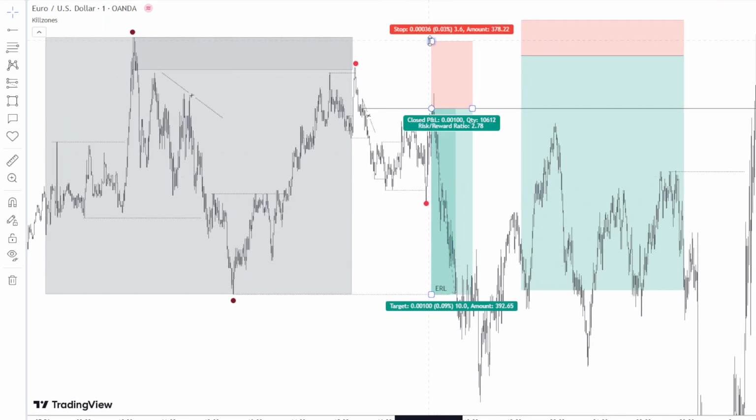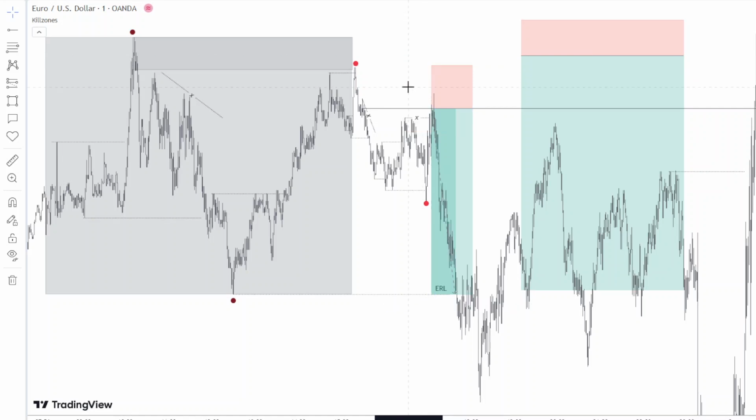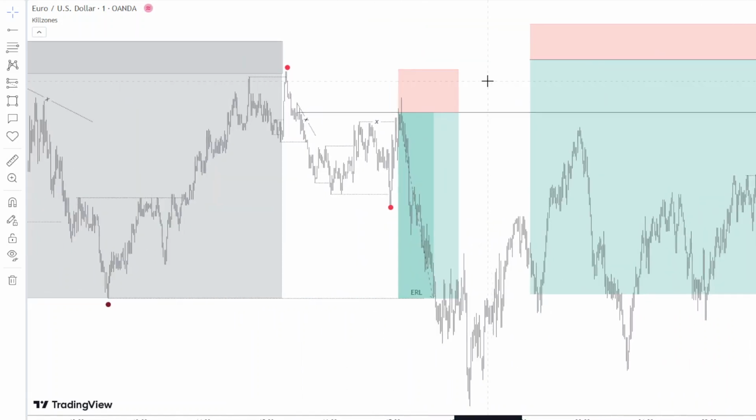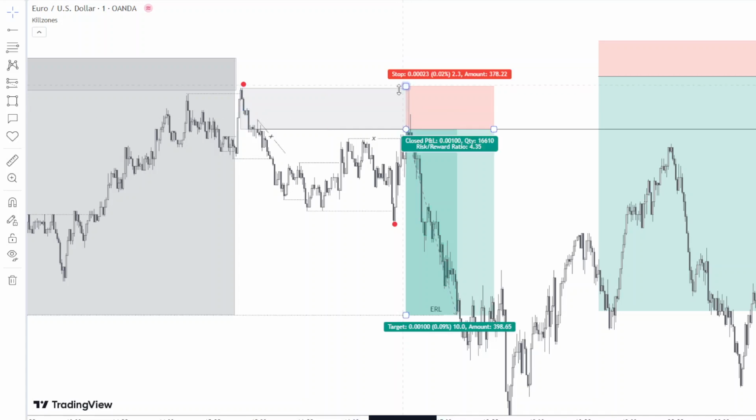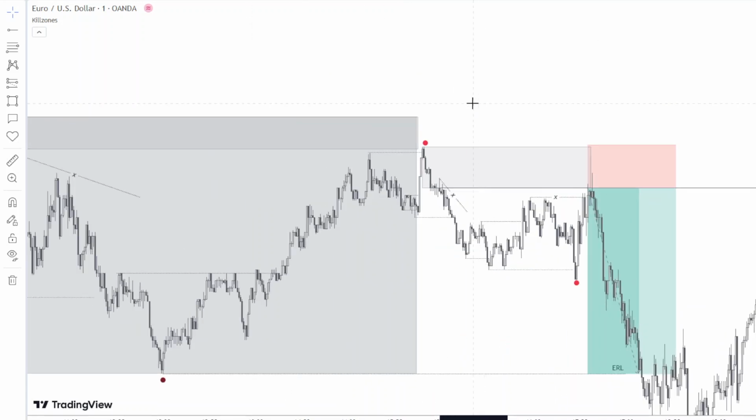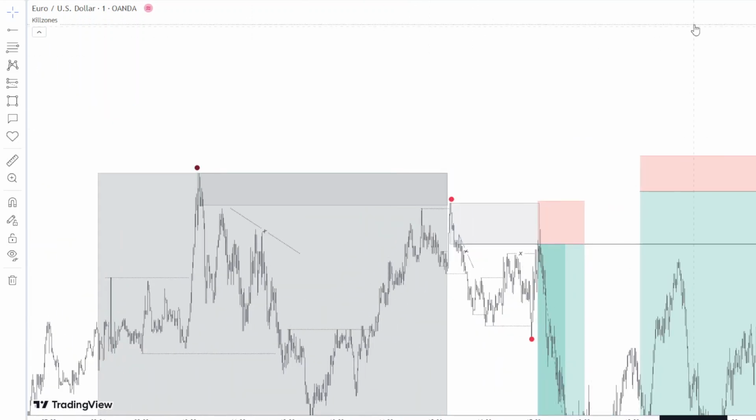Okay, then my stop loss was just above here. I think 2.3 was on M1. This high is a protected high. So that was my safe stop loss above this. If it took that, it would most likely take this high and then continue bullish.